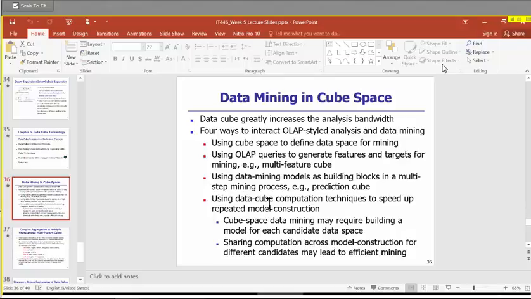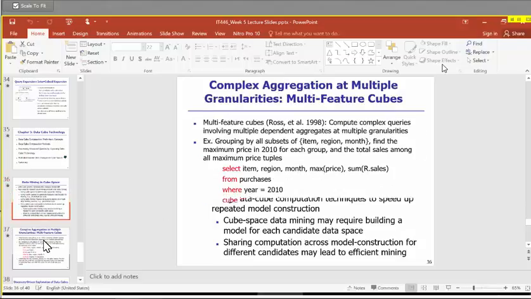Okay, so we can also use data cube computation techniques to speed up the repeated model construction. In this we also use cube space data mining, which may require building a model for each candidate data space. And we can also share the computation across model construction for different candidates, which may lead to more efficient mining.